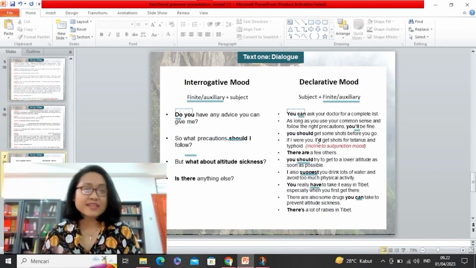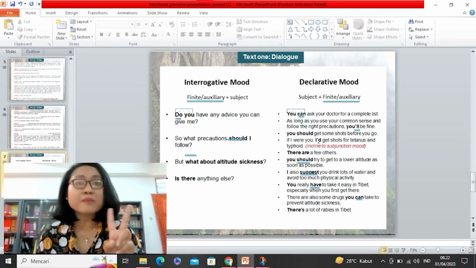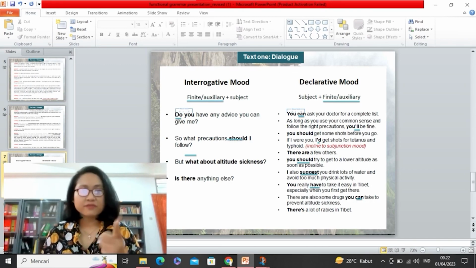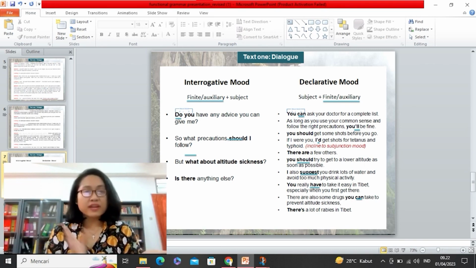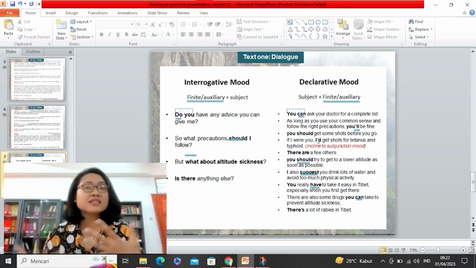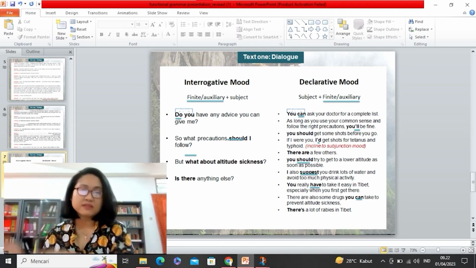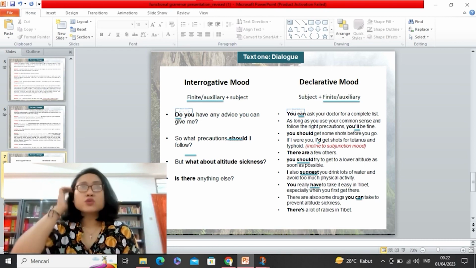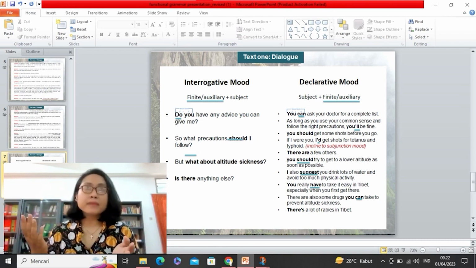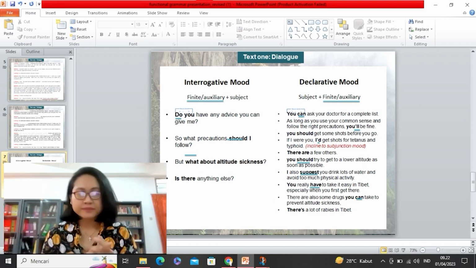If you see here, there are only two types of mood in the text. The first one is interrogative mood, and the second one is declarative mood. Interrogative mood, as I said, is about asking for information. Therefore, the structure is finite verbs or auxiliary verbs plus subject. The verbs are used to show the mood, the tenses, and so on.